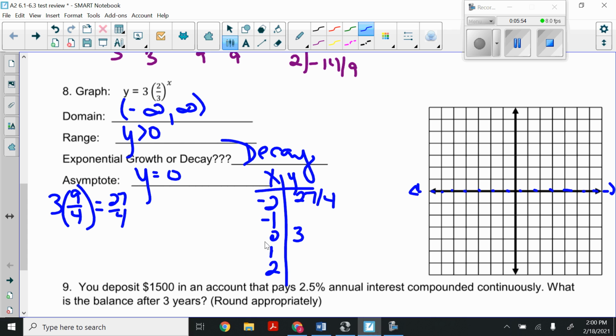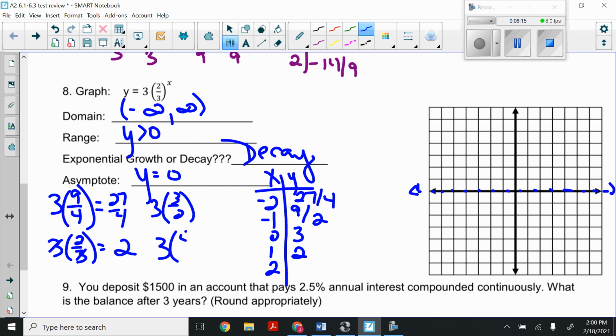If I plug in -1, that's 3 times 3 halves. So that's 9 halves. If I plug in +1, that's 3 times 2/3, which is simply 2 because my 3's cancel. I plug in 2, so that's 2/3 squared, so 3 times 4/9. That goes into there 3 times, so I get 4/3.